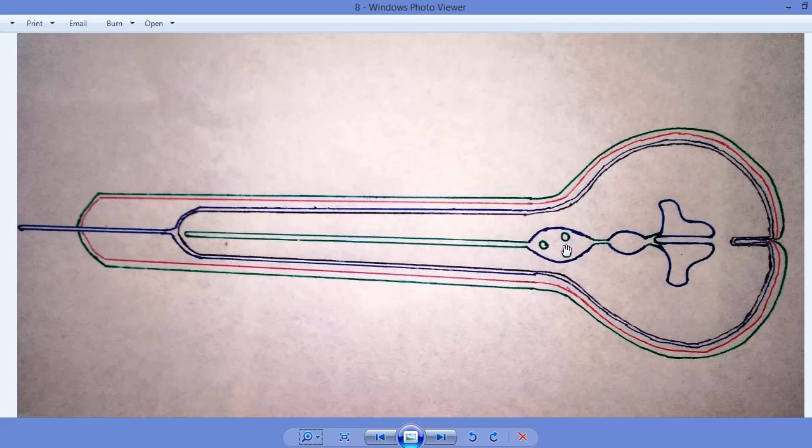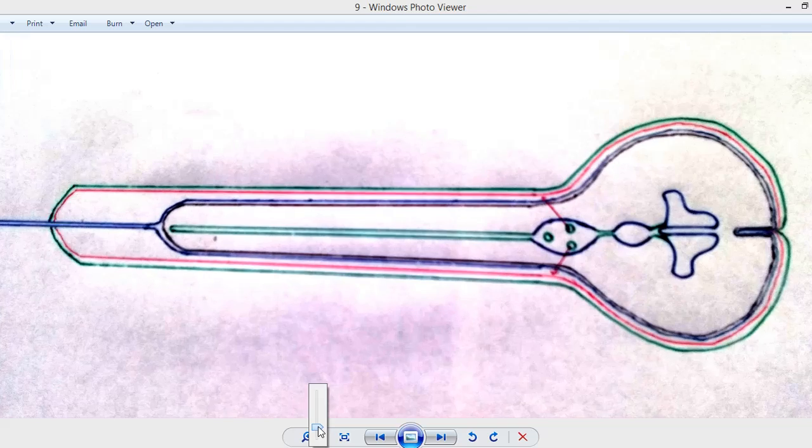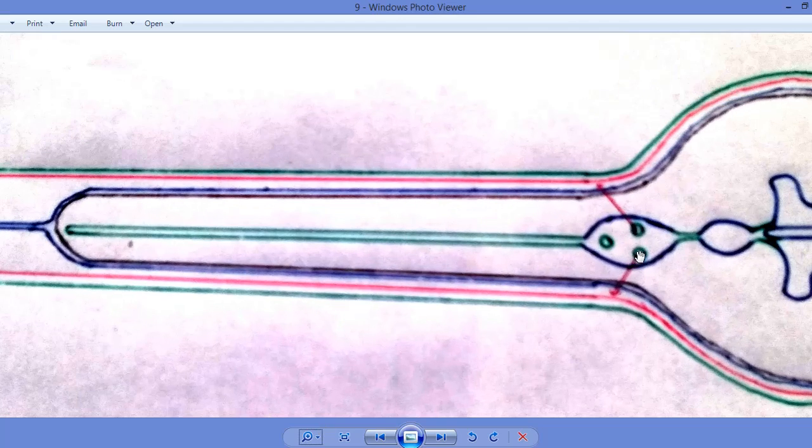These are the lateral foramen, and this is the central foramen. This is called foramen Magendie, and these two are called foramen Luschka. In this diagram, we can see that the cerebrospinal fluid is transferred from the fourth ventricle to the subarachnoid space. These lateral foramen transfer the cerebrospinal fluid from the fourth ventricle to the subarachnoid space laterally.